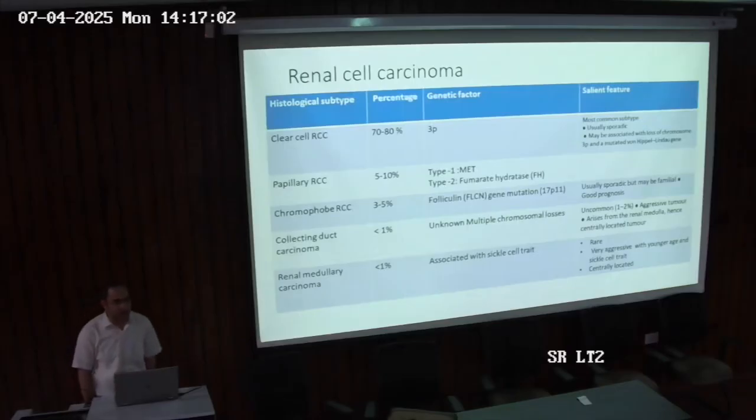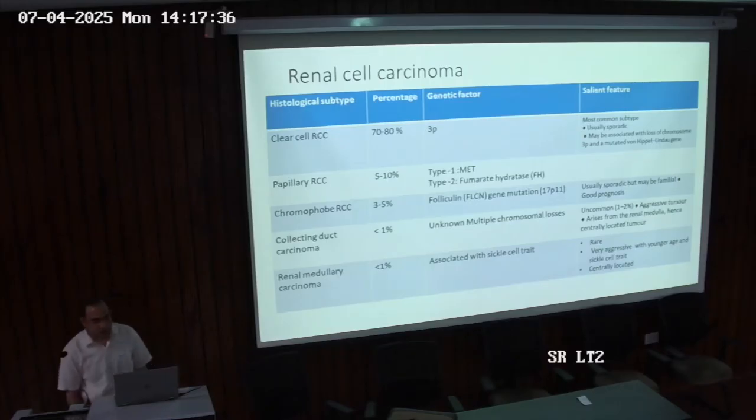So these are the types of renal cell carcinoma: clear cell, papillary, chromophobe. Most common is clear cell RCC, in 70 to 80%. The genetic factor is loss or deletion of the short arm of chromosome 3, and it is usually associated with VHL syndrome. The rarest tumors are collecting duct carcinoma and renal medullary carcinoma. Renal medullary carcinoma is usually seen in patients with sickle cell anemia. So remember, a patient with sickle cell anemia, the answer will be renal medullary carcinoma.